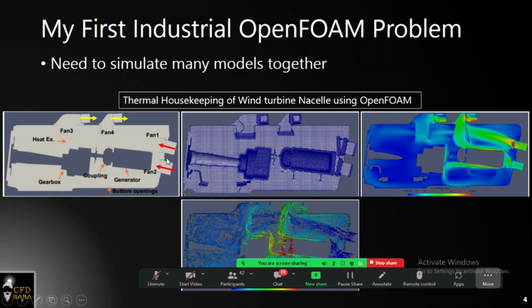So in this problem, there were many models together. Every time you go to solve an industry problem, you will rarely find a single model problem. You will have to use multiple models in your problem. In this case, I had to simulate fans with fan curve inputs. Then there were volumetric heat sources for the gearbox, coupling and generator. Of course, there was turbulent flow heat transfer going on. And at the bottom opening, there was a porous medium. So all these together in 2018 was quite rough, I must say.